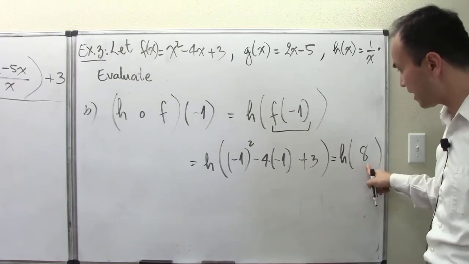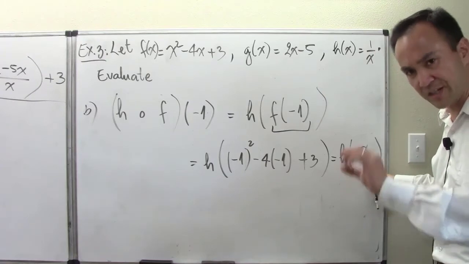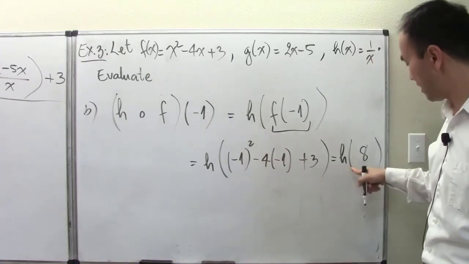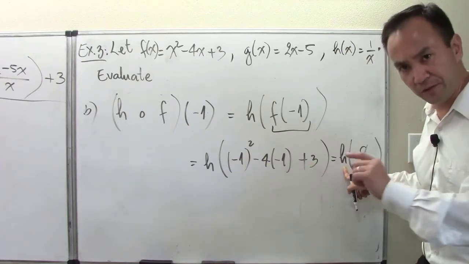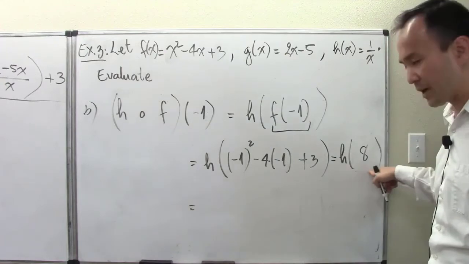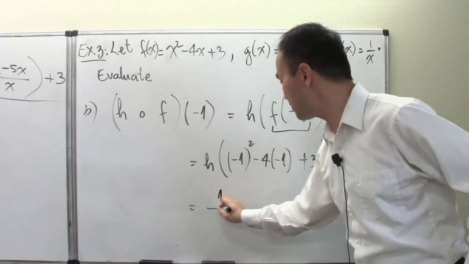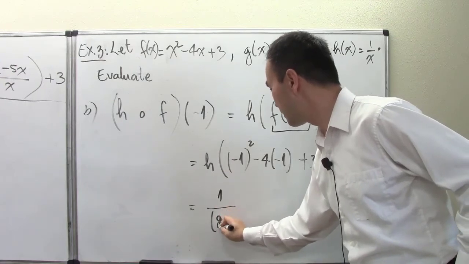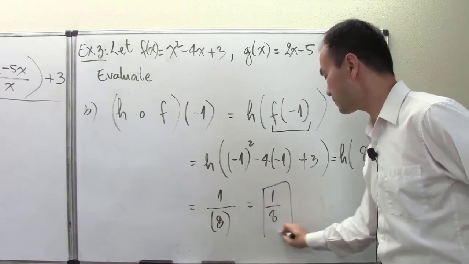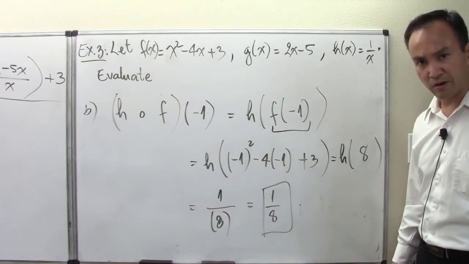But 8 itself, which came from the output of f, now becomes the input for h. So 8 is the output for f, but now it's the input for h. Now the rule of h, according to this notation, says it's 1 over whatever input that is, which is simply 1/8. So that's how we do these kinds of problems.